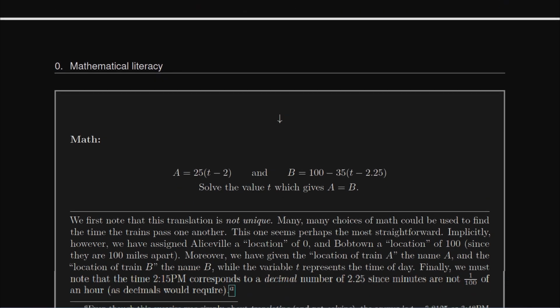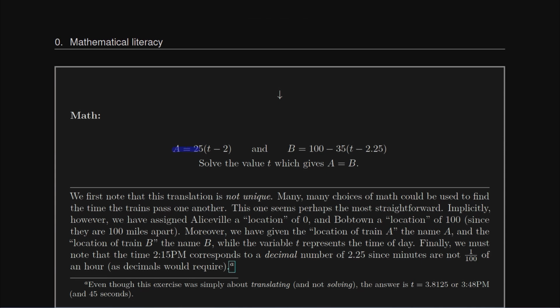So there's my English. I've translated it to math here, and I've said A equals 25 times t minus 2. Where is this coming from? The Aliceville train is traveling at 25 miles an hour. T starts at 2 p.m. So when t equals 2, we have t minus 2 is 0, so it's moved 0 distance away. Bobtown starts 100 miles from Aliceville. It itself moves at 35 miles an hour, but it starts not at 2 p.m. but at 2:15 p.m., because of the weird way that clock numbers work. 15 minutes is 0.25 hours.